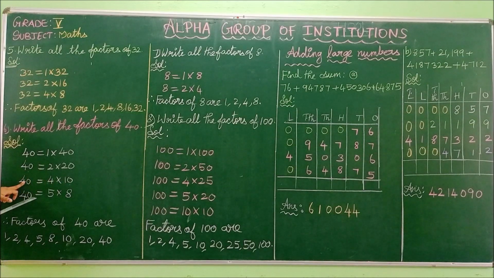It does not come in the 3 table. Okay. 40 also comes in the 5 table. So it can be written as 5 into 8. These are the possible ways. So you have to stop up to this.